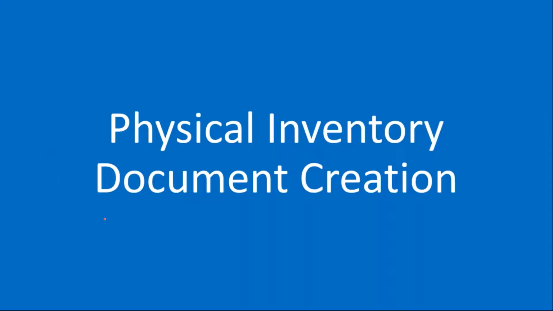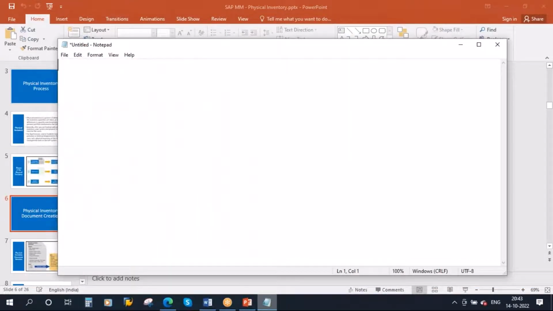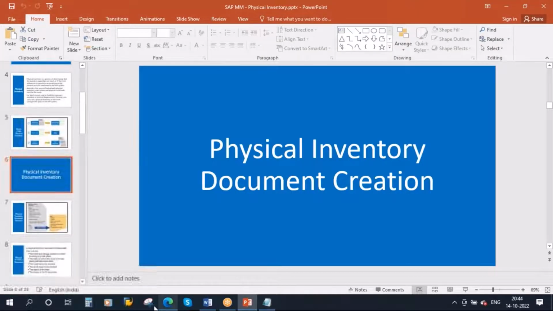First we will start with the physical inventory document creation. So let's start. What is the first step in the physical inventory process? The first step is creation of the PI document, the physical inventory document. Now let me go to the system. I'll create it.